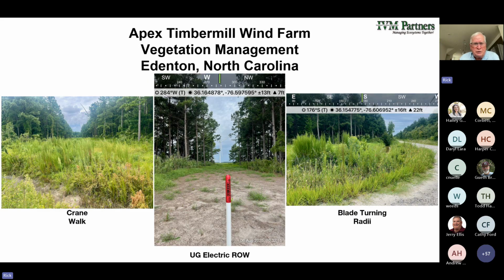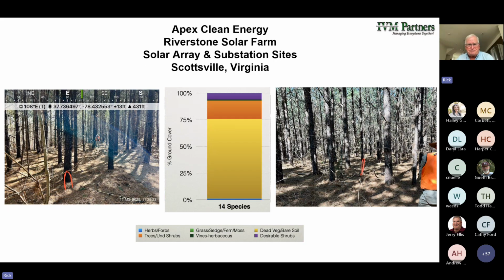So when you're looking at managing, you know, they have the crane walk. The cranes need to get in to bring in turbines. So if they have to replace blades, we may have to work on those. They have the electric lines that tie all those turbines together. And then where they bring the turbine blades in, if it's going around a bend on a road, they need to manage those turn areas for the radius that turbine is going to swing out. So those areas need to be managed.